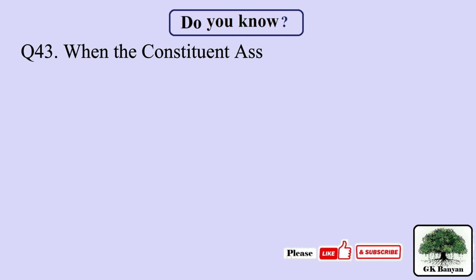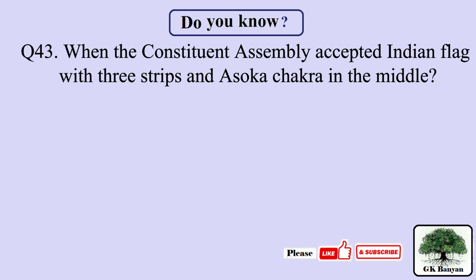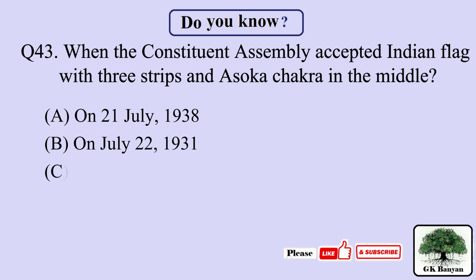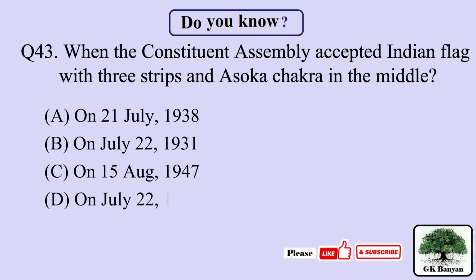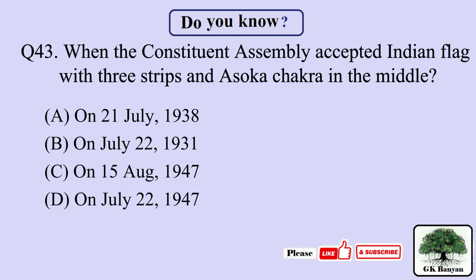Question 43. When did the Constituent Assembly accept the Indian flag with 3 strips and Asoka chakra in the middle? Your options are A. On 21 July 1938, B. on July 22, 1931, C. on 15 August 1947, D. on July 22, 1947. Your time starts now. 5, 4, 3, 2, 1. The right answer is D.